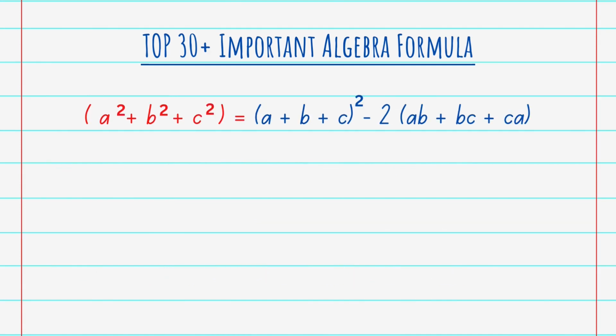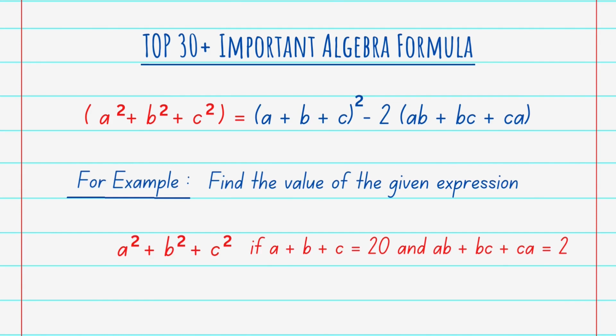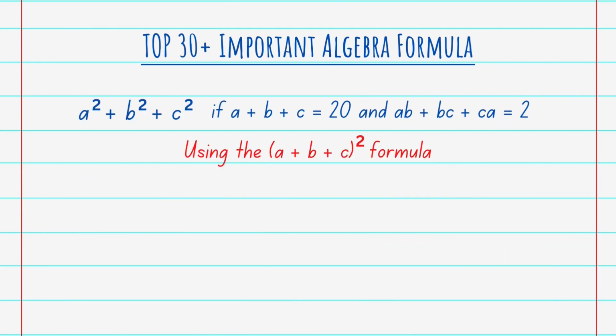Remember this. Next is a² + b² + c² is equal to (a + b + c) whole square minus 2 into (ab + bc + ca). Got it? For example, find the value of the given expression. Here is the task: a² + b² + c², if a + b + c is equal to 20 and ab + bc + ca is equal to 2.